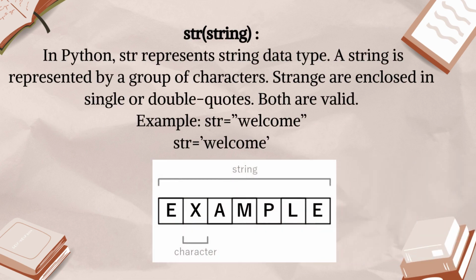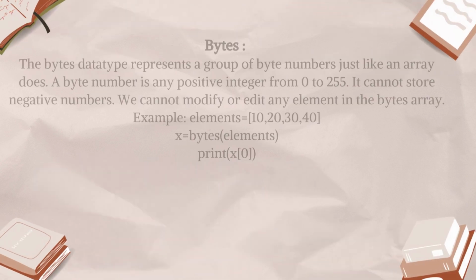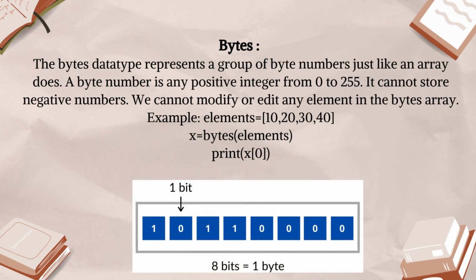str. In Python, str represents the string data type. A string is represented by a group of characters. Strings are enclosed in single or double quotes. Both are valid. Example: str = "welcome".